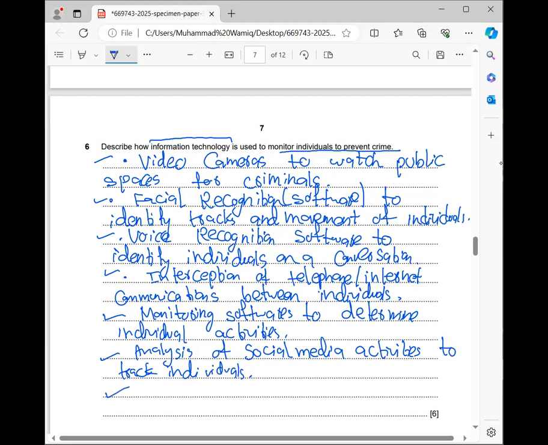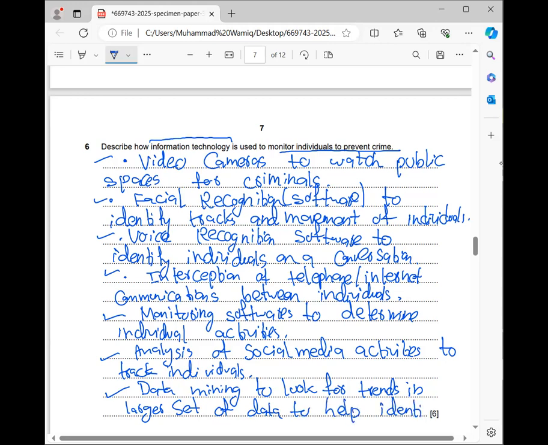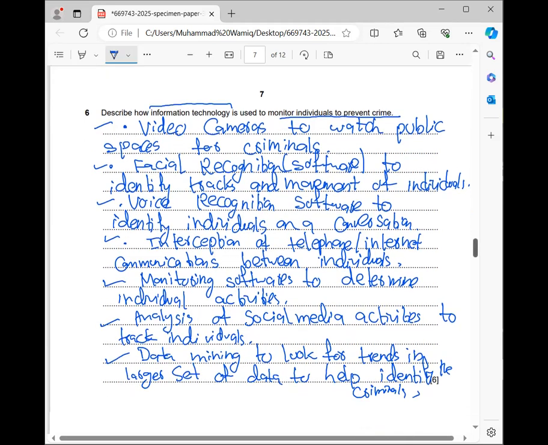And I can also rightly use data mining here as well. How I can use data mining is to look for trends in larger sets of data to help identify the criminals. So that's it. One, two, three, four, five, six, seven. I have written here 7 points, more than enough for this. You just need to write six.